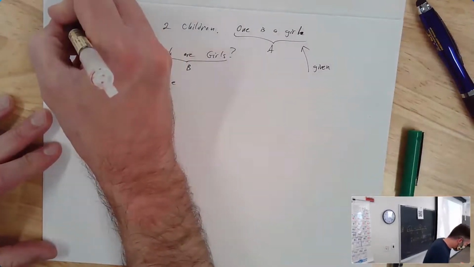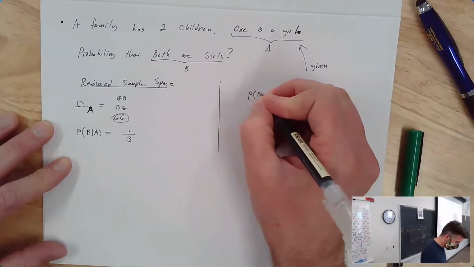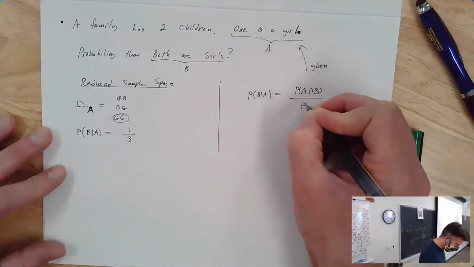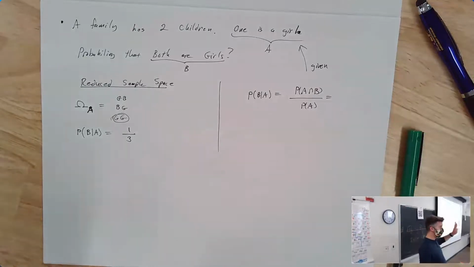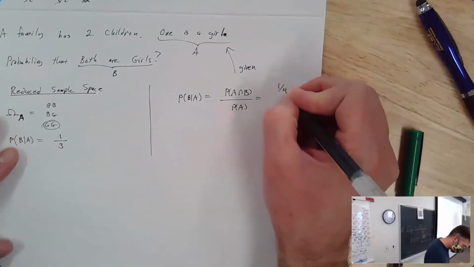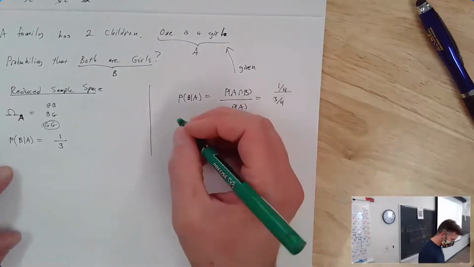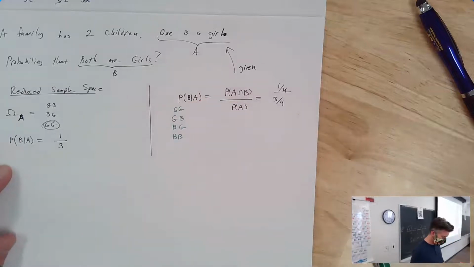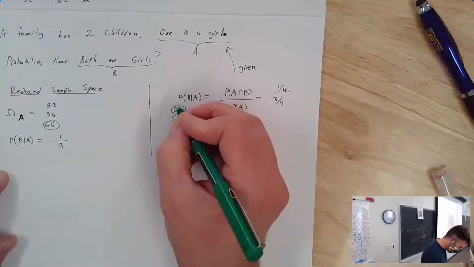If you want to do the long way, the probability of B given A is the probability of A intersect B over the probability of A. The probability that both kids are girls is one way of having two girls out of 4 possibilities total: boy-boy, girl-girl, boy-girl, girl-boy. And then there's 3 out of 4 ways that one of them is a girl. Here I'm thinking about all 4 possibilities. So that top part is the 1 out of 4, and that bottom part is the 3 out of 4.